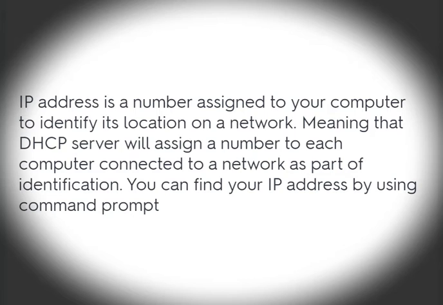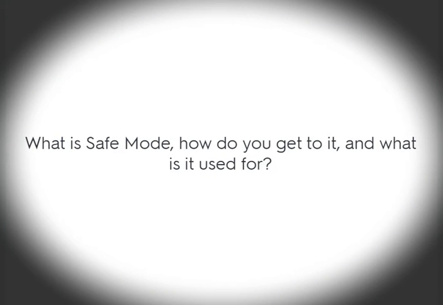An IP address is a number assigned to your computer to identify its location on a network, meaning that a DHCP server will assign a number to each computer connected to a network as part of identification. You can find your IP address by using command prompt. What is safe mode? How do you get to it, and what is it used for?